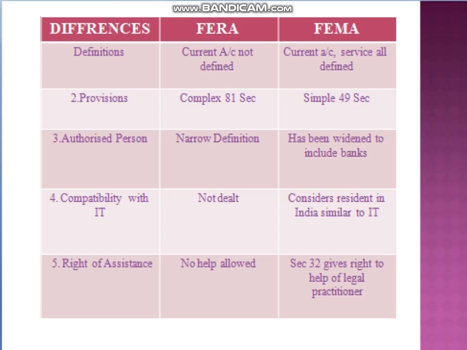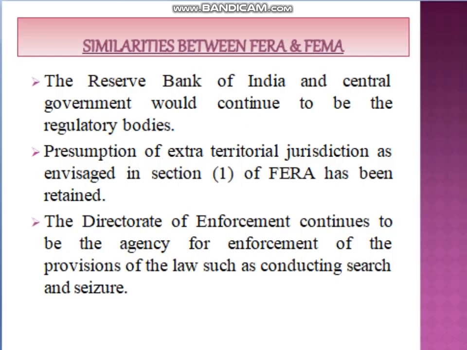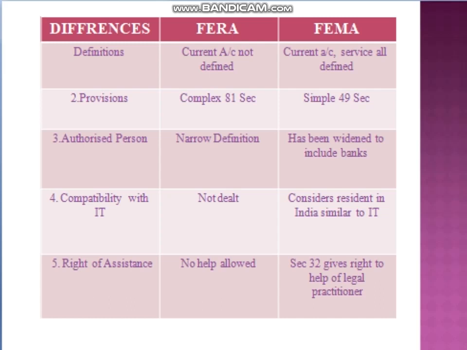In case of right of assistance, FERA does not contain any express provision on the right of the impleaded person to take any legal assistance. But in case of FEMA, it expressly recognizes the right of the appellant to take the assistance of a legal practitioner or a chartered accountant. It is defined under Section 32. And these are some of the major differences between FERA and FEMA.